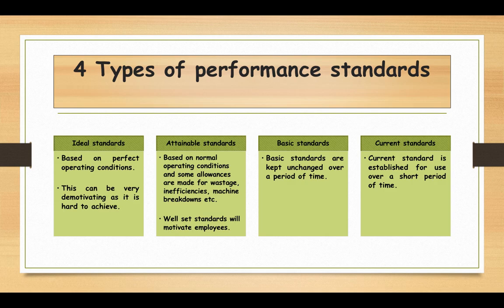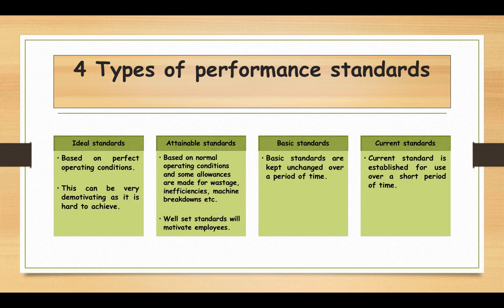The next one is attainable standards. Attainable standards are based on normal operating conditions, and some allowances are made for wastage, inefficiencies, machine breakdown, etc. A well-set attainable standard will motivate employees as these are realistic standards to achieve.